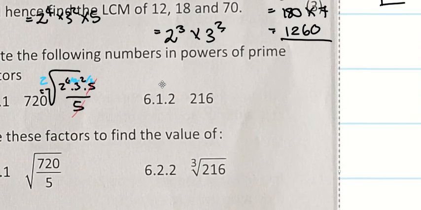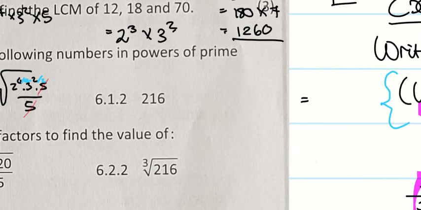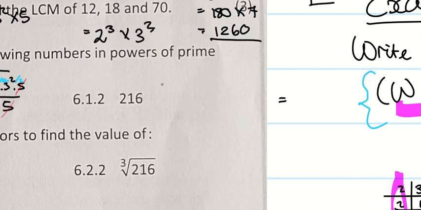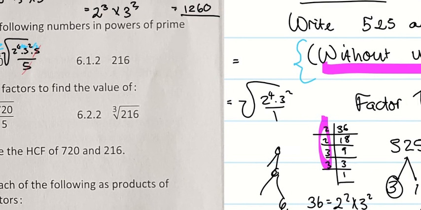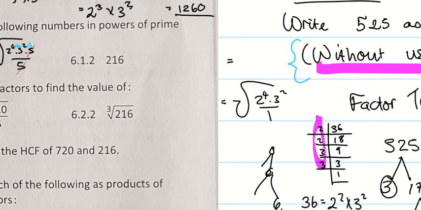Alright, so what are you supposed to do here? We cancelled out already that thing, so I'm going to write on this side quickly. So 720, I already cancelled out that 5, so I'm going to leave that like that. So it's going to be 2 to the power of 4 times 3 to the power of 2, and then I have over 1. Okay, so to simplify, I want to get rid of my square root, so that's going to be 2 to the power of 4 divided by 2 times 3 to the power of 2 divided by 2, and then I simplify that number.